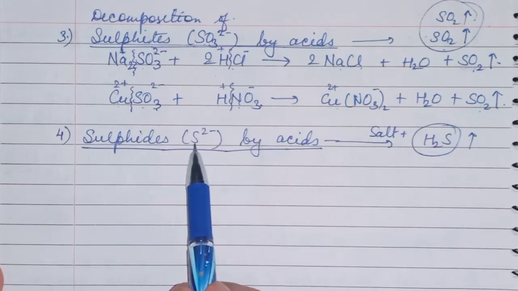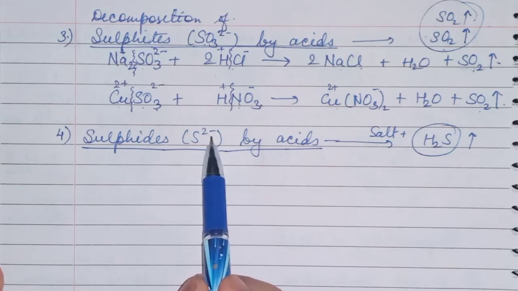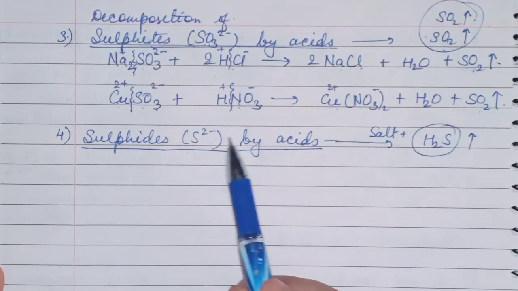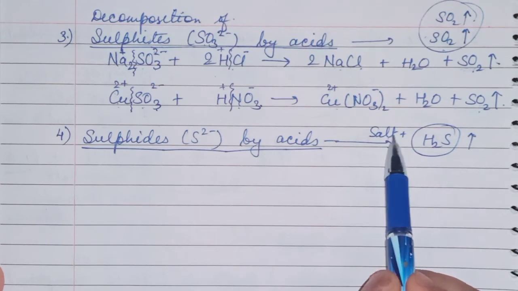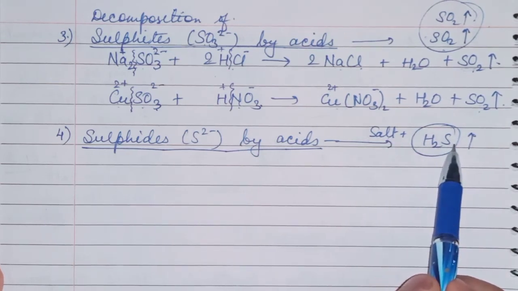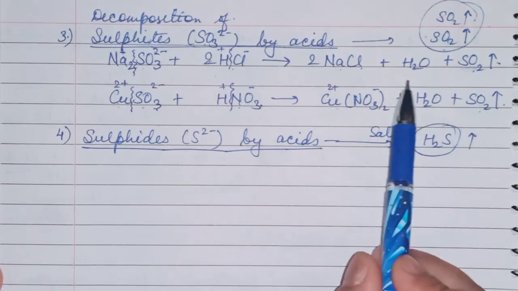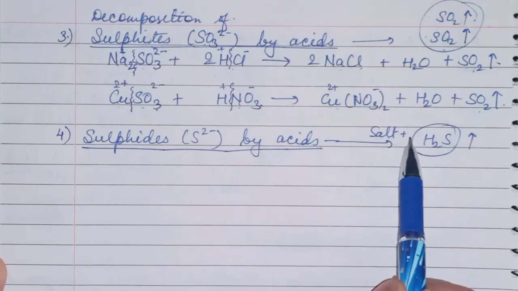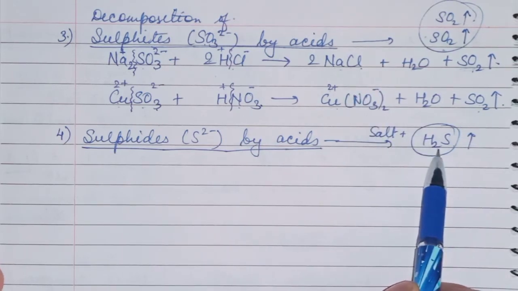Next is sulfides. Sulfides are S2- ions. Decomposition of this by acid will give salt and H2S gas only. Here no water is forming like in the previous method. Here only salt and H2S gas is forming.